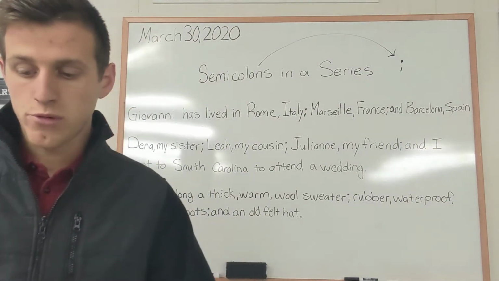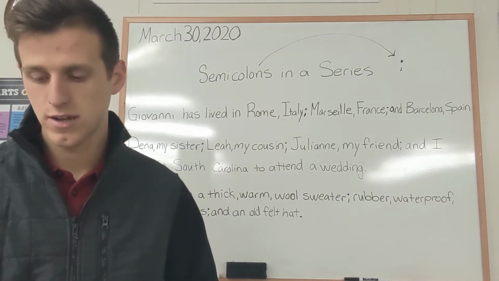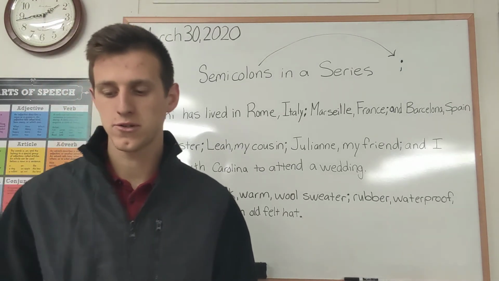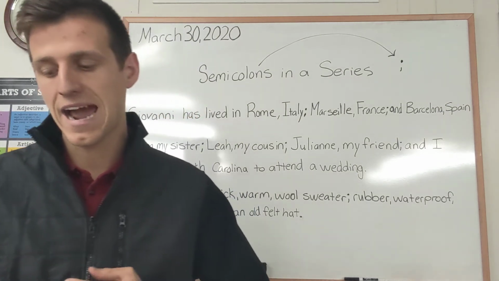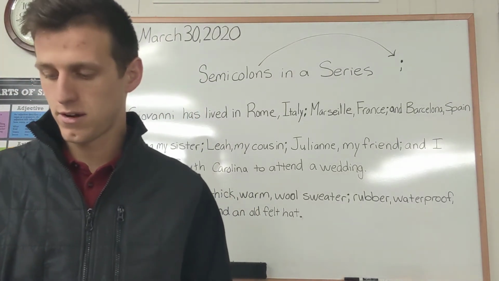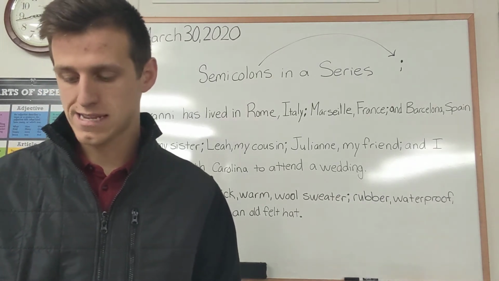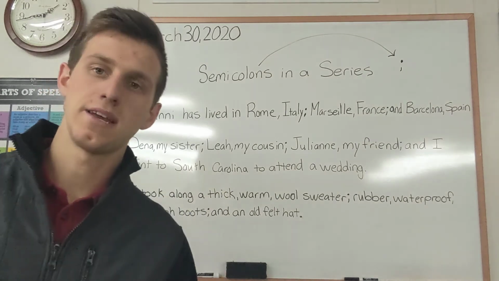So for numbers 1 through 3, you have to circle the commas that should be semicolons. And then 4 through 7, you guys are supposed to rewrite the sentences, adding commas and semicolons where they are needed. And letter 8, you have to write a sentence using semicolons and a comma.